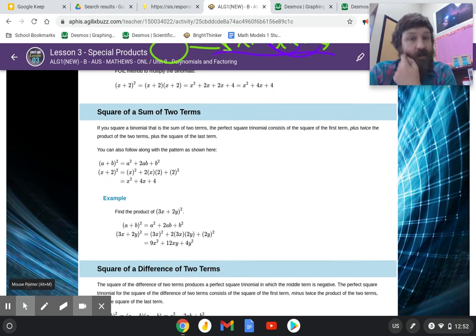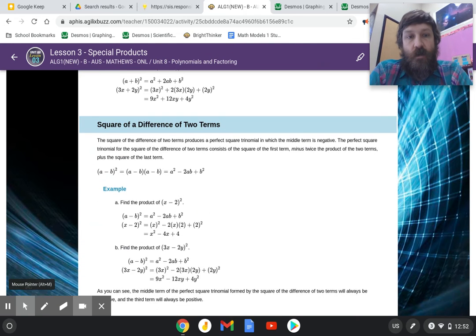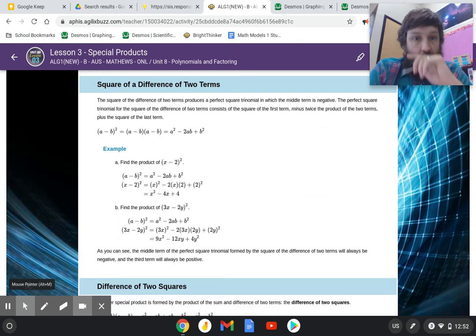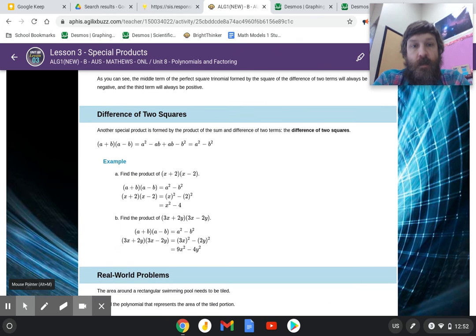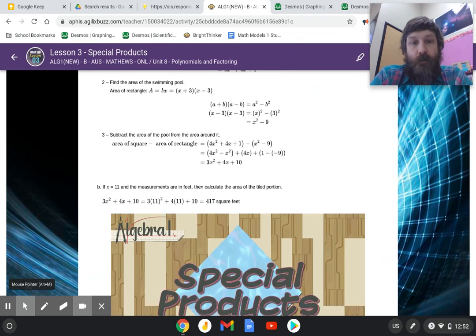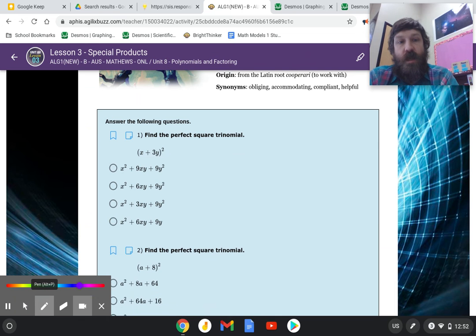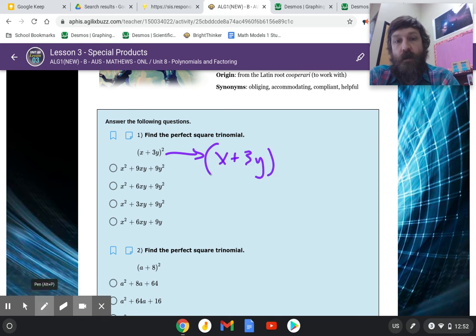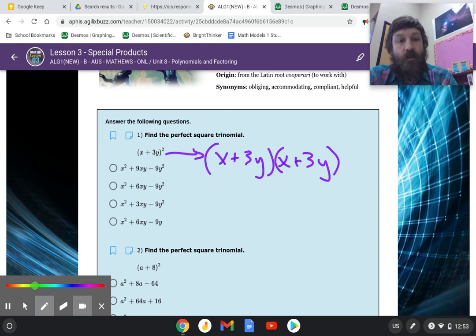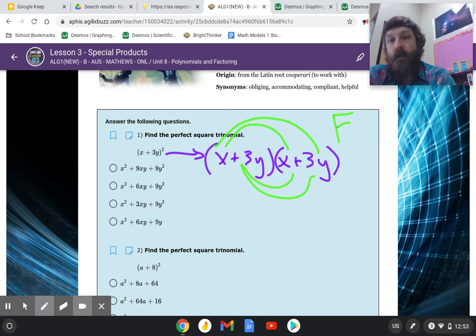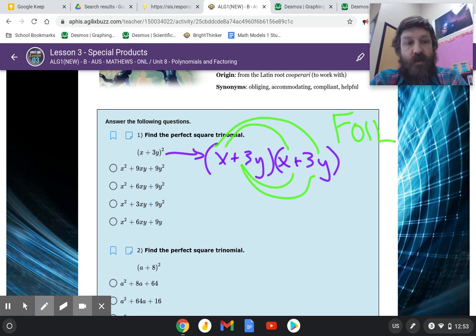Okay, so they're going to give us a bunch of different examples of this. Right here, find the perfect square trinomial. In other words, take this and multiply x plus 3y times x plus 3y. And so you need to distribute, by doing the FOIL method, both of those terms in the first term times everything in the second term.